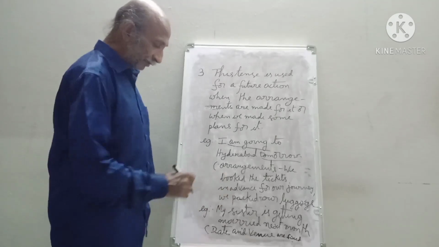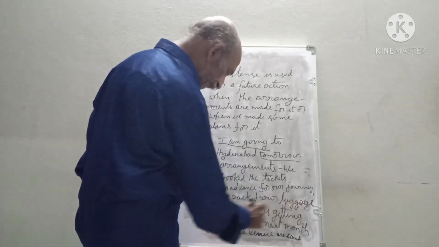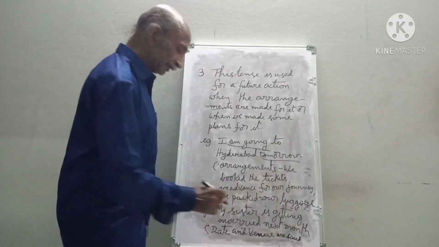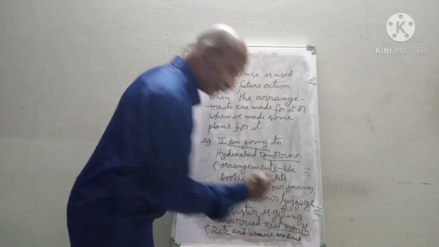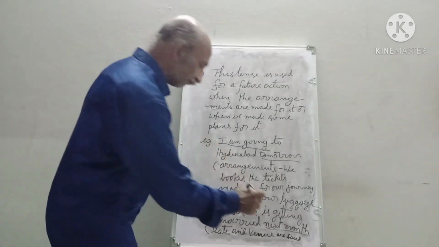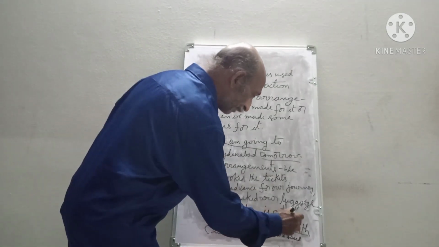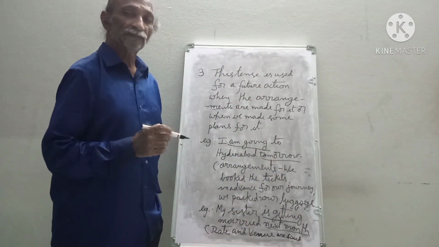Now take another example. My sister is getting married next month. Next month indicates what? Future time. But the tense is present continuous tense. How is it possible?